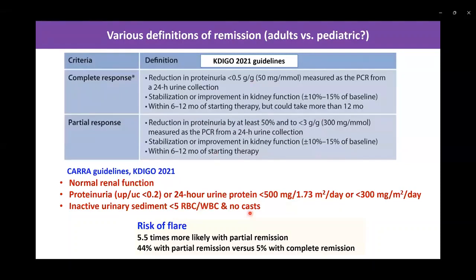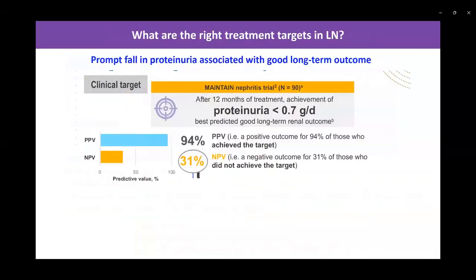There have been studies that show that the risk of flare is significantly higher in patients who show a partial remission when compared to patients with complete remission. And therefore, it is important to target complete response or complete remission wherever feasible. So while it's acknowledged that a prompt fall in proteinuria is associated with a good renal outcome, the right treatment targets in lupus are still unclear.